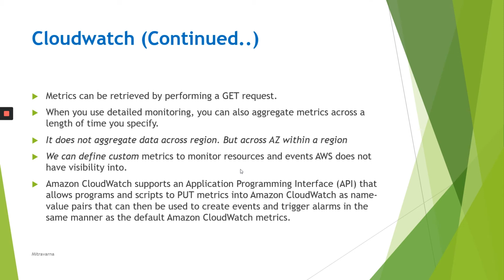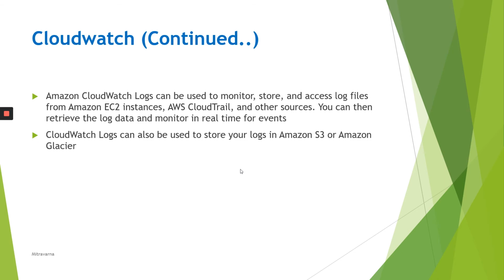Amazon CloudWatch supports an application programming interface which allows programs and scripts to put metrics into Amazon CloudWatch as name value pairs, which can then be used to create events and trigger alarms in the same manner as the default Amazon CloudWatch metrics.